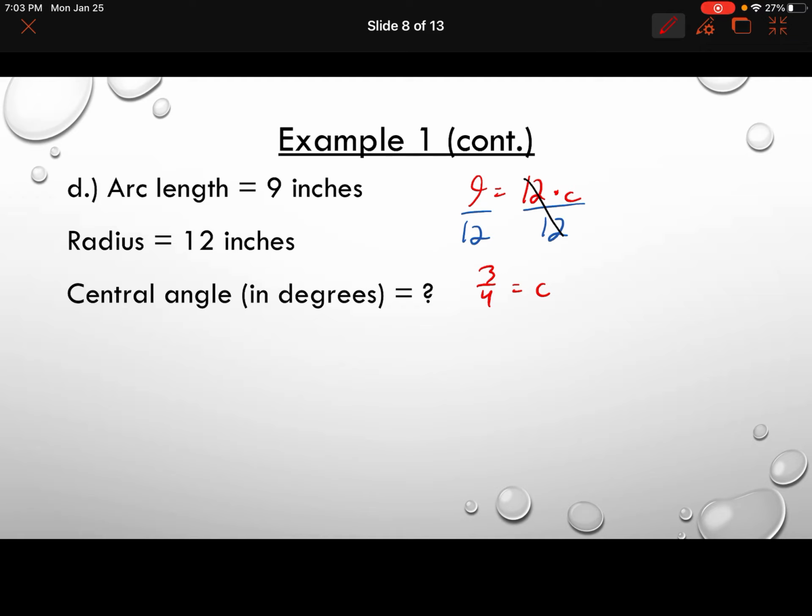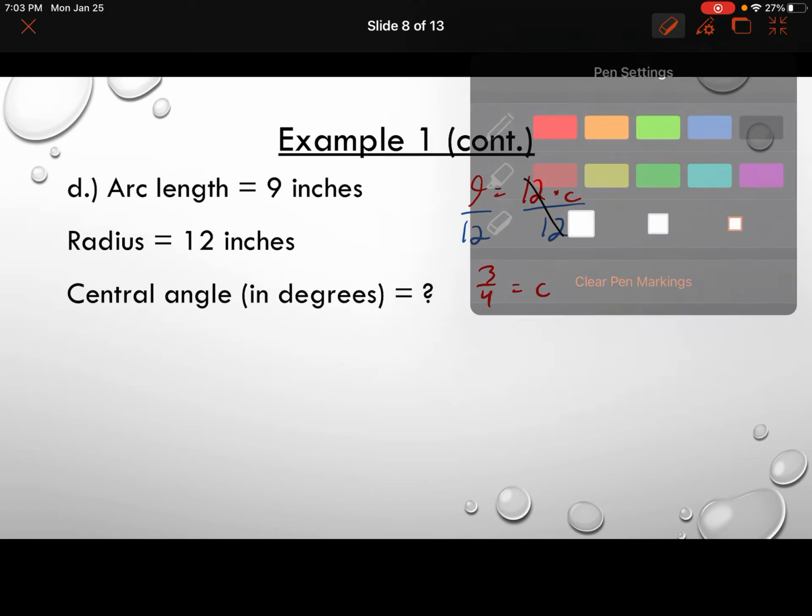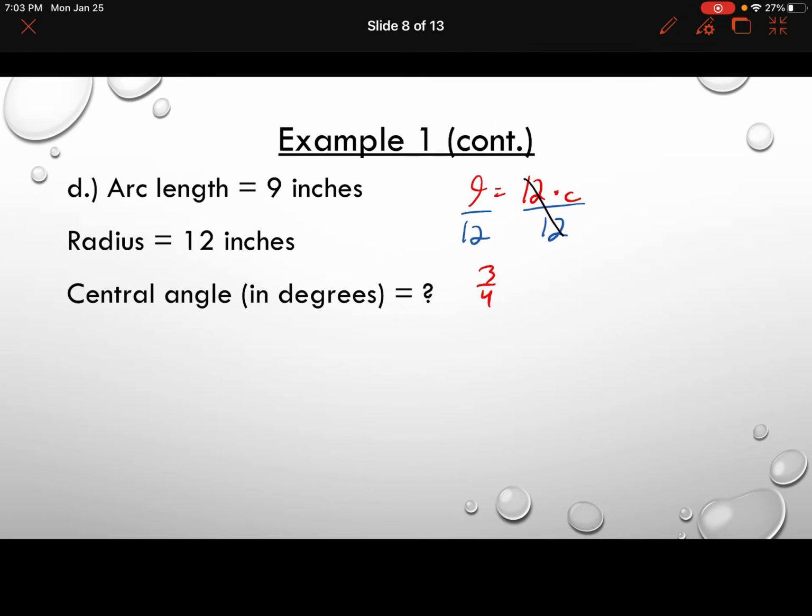Now, once again, don't forget the formula says that the central angle is in radians. So our answer, at least for the moment, is in radians. Let me actually specify that. So this is 3/4 radians. But we have to determine what the angle is in degrees.